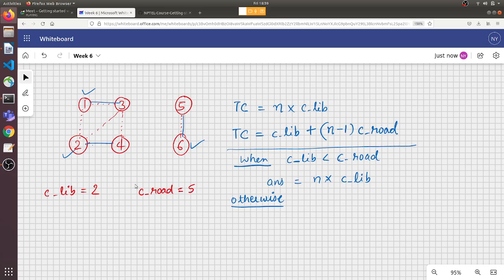Now, can you try to tell me how you will solve it? So for the second condition, when the cost of a library is greater than the cost of a road, for each of the components we have to calculate separately.